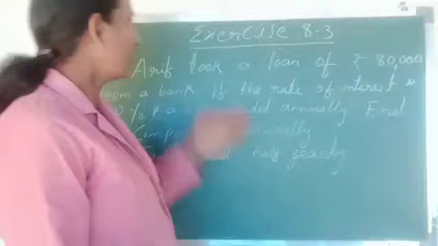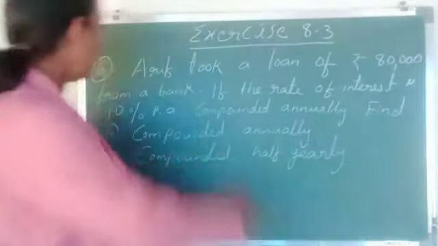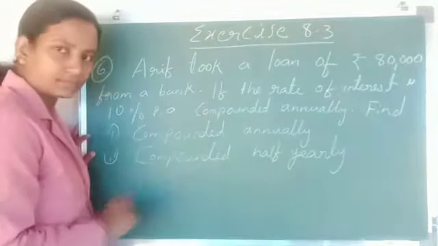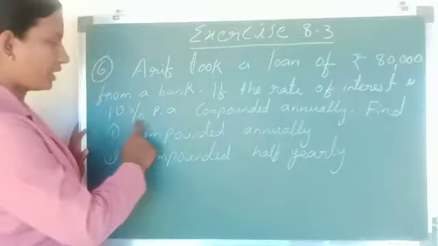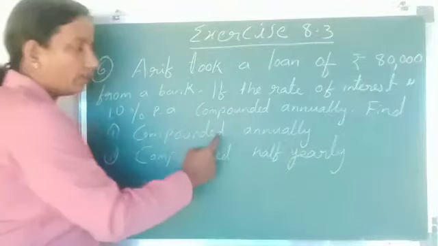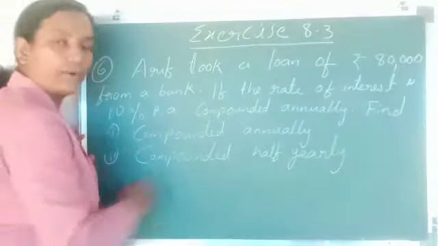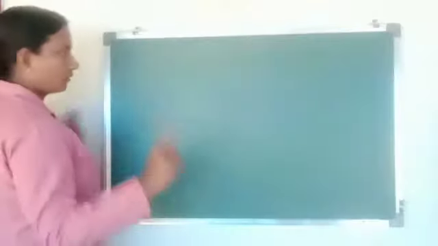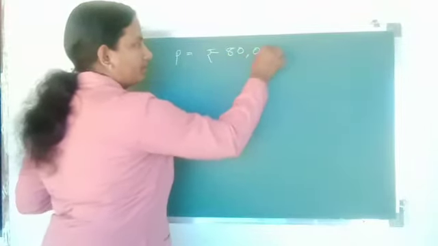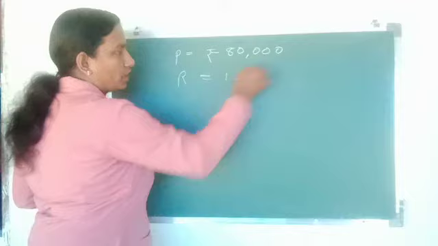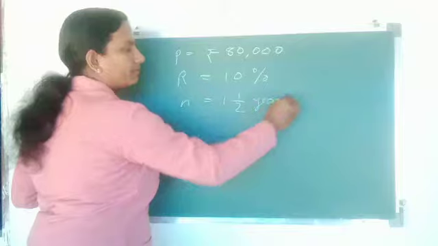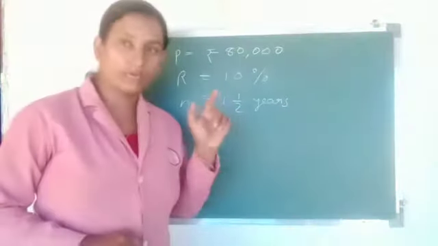Today we will discuss exercise 8.3 question number 6. Arif took a loan of rupees 80,000 from a bank. If the rate of interest is 10% per annum, find the amount if it is compounded annually, and second, compounded half yearly. Here P is equal to rupees 80,000, R is equal to 10%, and N is equal to 1.5 years.